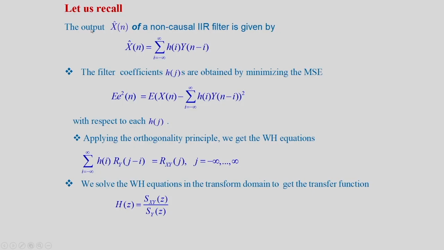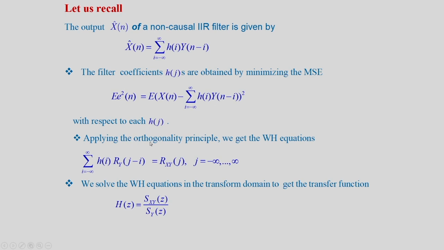Let us recall the output x hat n of a non-causal IIR filter is given by this equation. We discussed the non-causal IIR filter in the last class and the filter output is given by this equation. The filter coefficients h_i are obtained by minimizing the mean square error. The mean square error is given by this expression: E of (x n minus summation h_i into y n minus i, i going from minus infinity to infinity) whole square. So, we have to minimize this expression with respect to h_j.